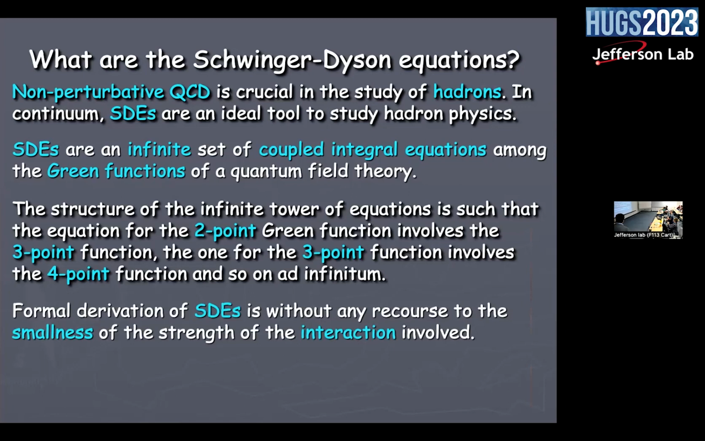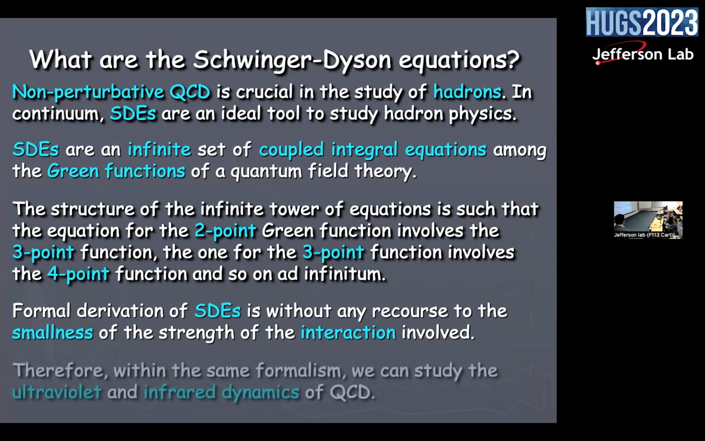So the formal derivation of the Schwinger-Dyson equation, which was done by Schwinger, is without any recourse to the smallness or the strength of the interaction involved. In fact, that is a good thing, because if it were not, then you could use it only when the coupling is small. Instead you can also use it when the coupling strength is large, as in many regimes of QCD. This is a very good statement.